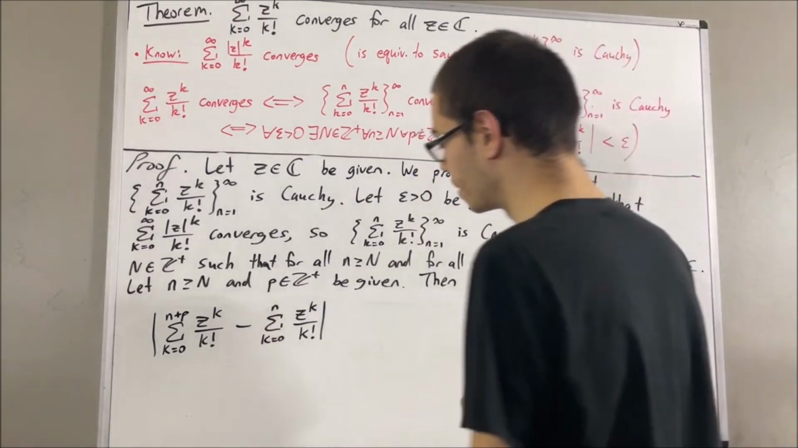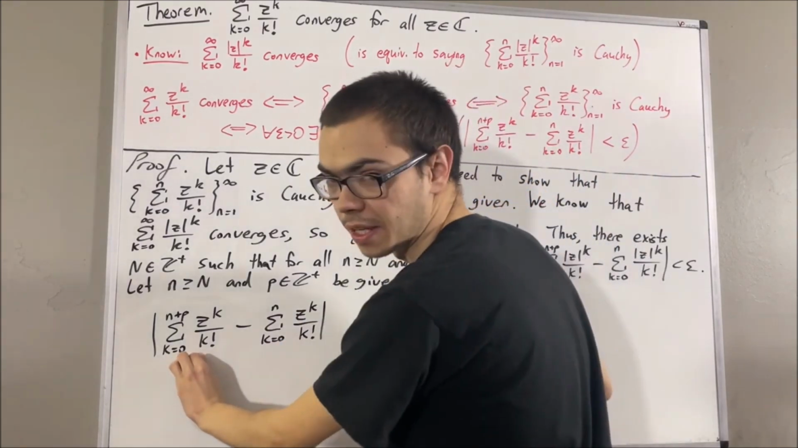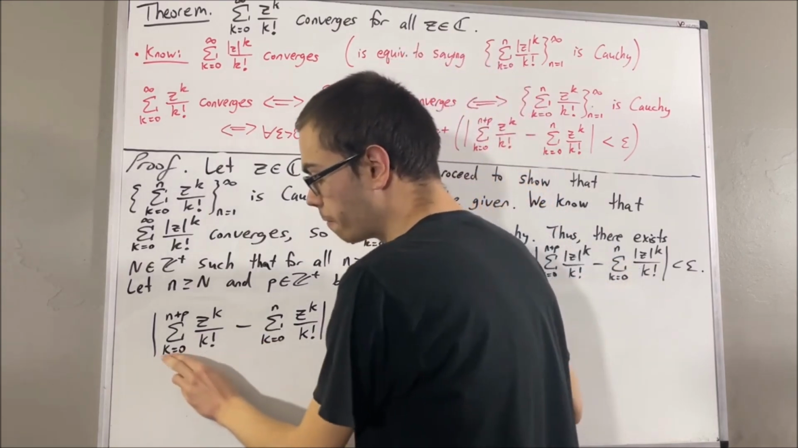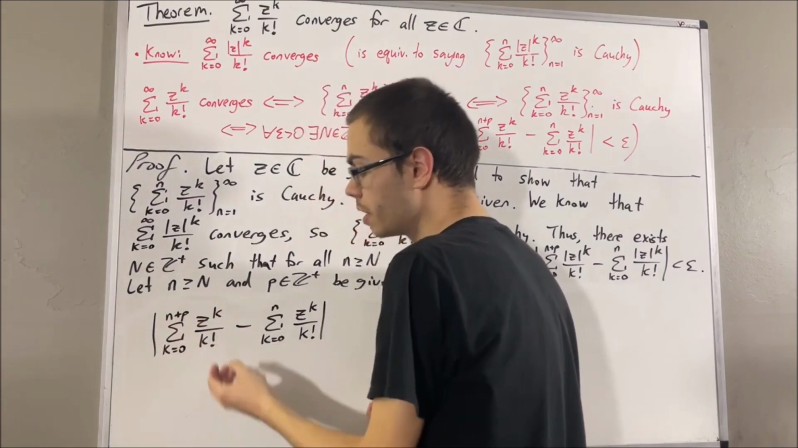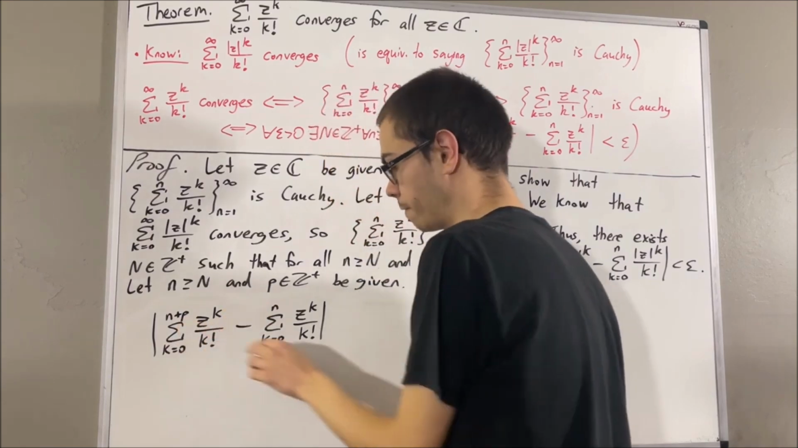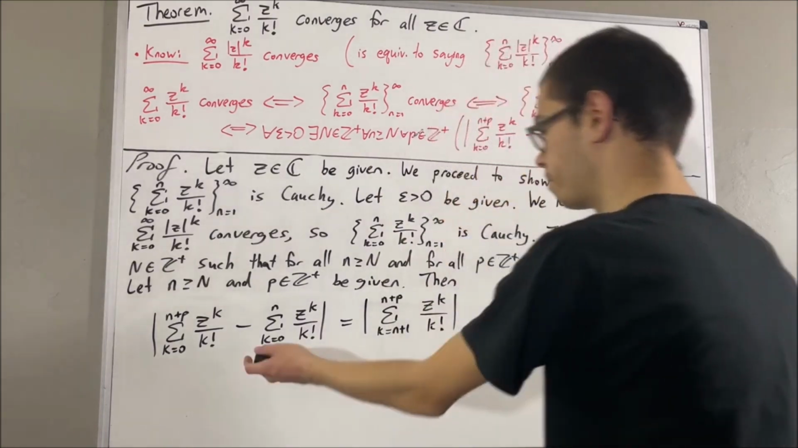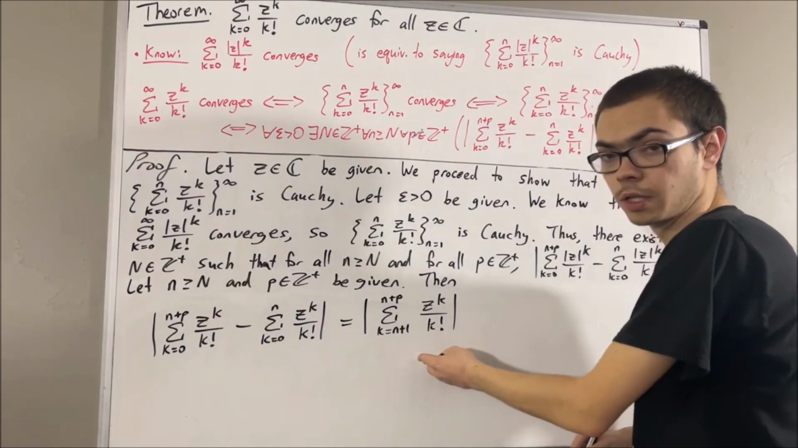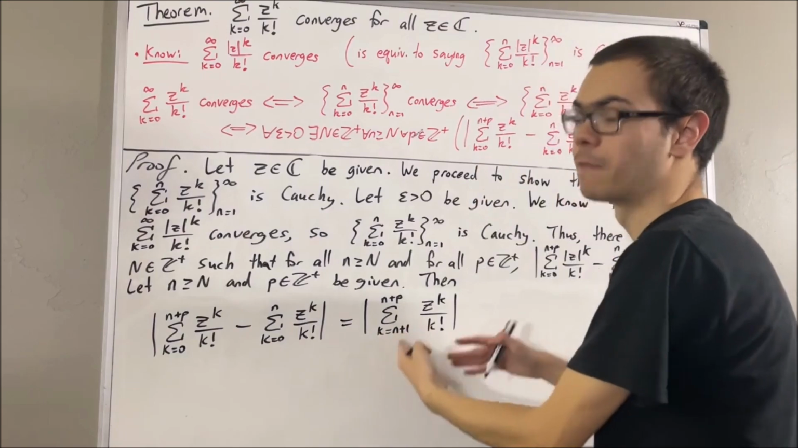Now, as you can imagine, this sum is essentially contained in this sum. So what we're doing here is taking away everything from k equals 0 to n in this sum, and we're left with the sum from k equals n plus 1 to n plus p of z to the k over k factorial. Right, just like that. But then we can apply the triangle inequality, which tells us that the absolute value of a sum is less than or equal to the sum of absolute values.